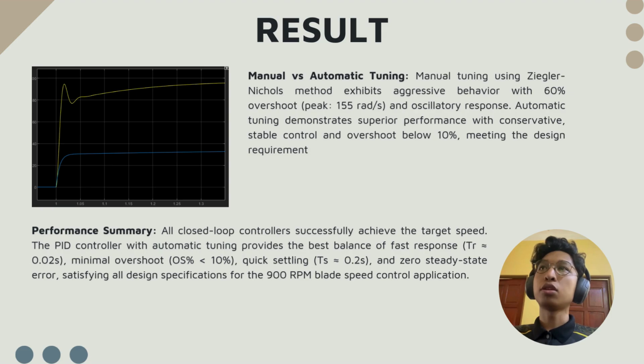For the performance summary, all the closed loop controllers successfully achieve the target speed. The PID controller with automated tuning provides the best balance of fast response, rise time equals 0.02 seconds, and minimal overshoot under 10%, quick settling time, and zero steady state error, satisfying all the design specifications for the 900 RPM speed control application, and also the 1500 RPM speed control application.